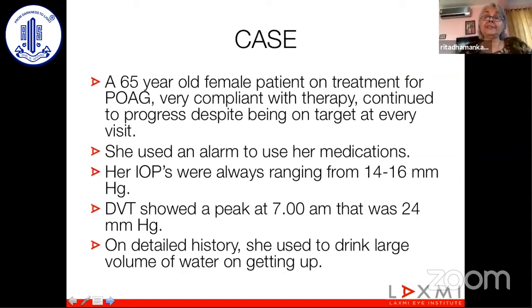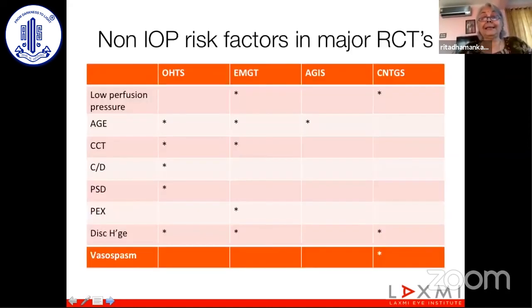This is another case of a 65-year-old female on treatment for POAG, very compliant with therapy, who continued to progress despite being on target at every visit. She used to actually use an alarm to take her medications, and her IOPs were always ranging between 14 and 16 millimeters of mercury. But a diurnal showed a peak at 7 a.m., and that was 24 millimeters of mercury. On detailed history, she used to drink a large volume of water on getting up.